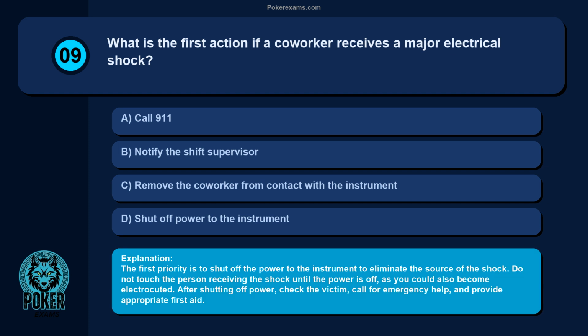The first priority is to shut off the power to the instrument to eliminate the source of the shock. Do not touch the person receiving the shock until the power is off, as you could also become electrocuted. After shutting off power, check the victim, call for emergency help, and provide appropriate first aid.